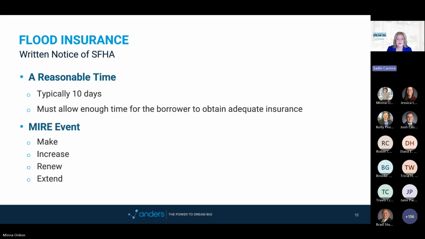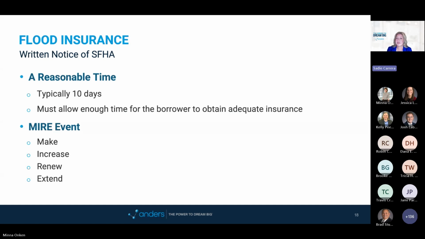The notice of special flood hazard area must be provided to the borrower a reasonable amount of time prior to any Meyer event. Now, 10 days is the reasonable amount of time that's given to us as an example under the rule. However, the rule also explains that the time given should allow enough time for our borrower to obtain adequate flood insurance. So on a refi, it is typically not really frowned upon if the notice is provided a little shy of that 10-day expectation when the borrower is already aware that their property lies in a special flood hazard area and they already have adequate flood insurance in place.